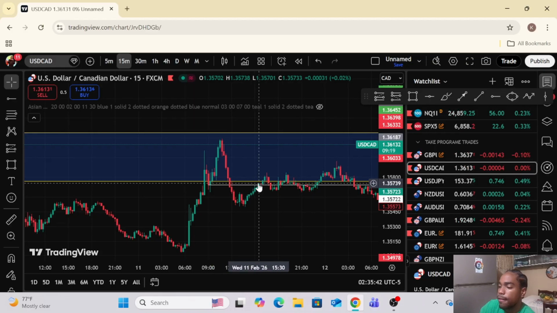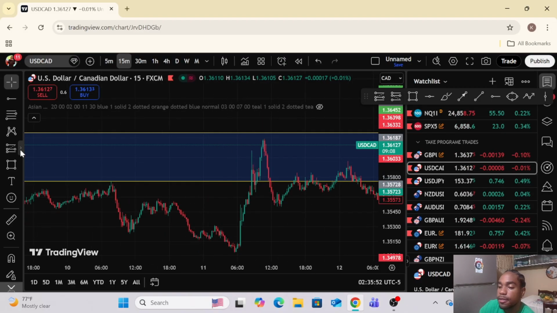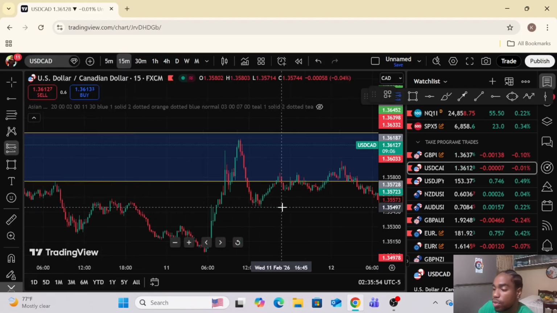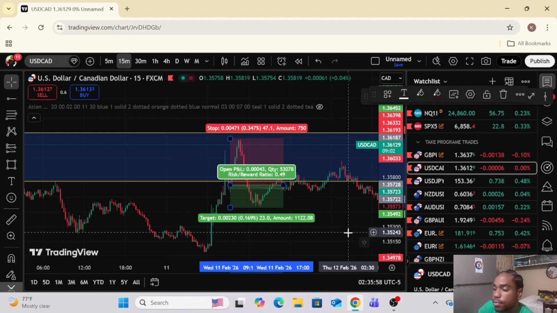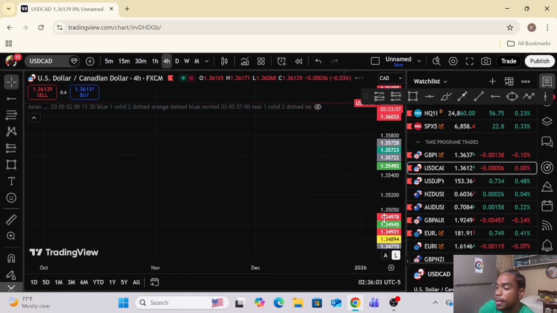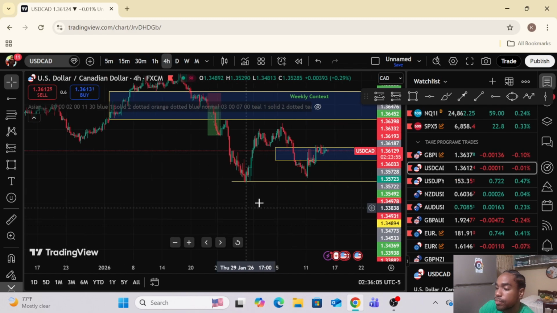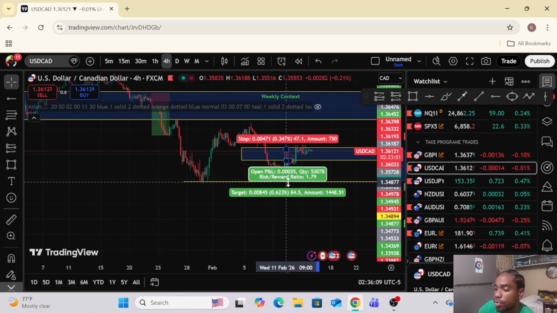Okay, so I place my sell limit right here, right after price broke this low. Where did my stops go? My stops went above my high, and this is what I was looking for. Where is my drawn liquidity? So this is what I was looking for.